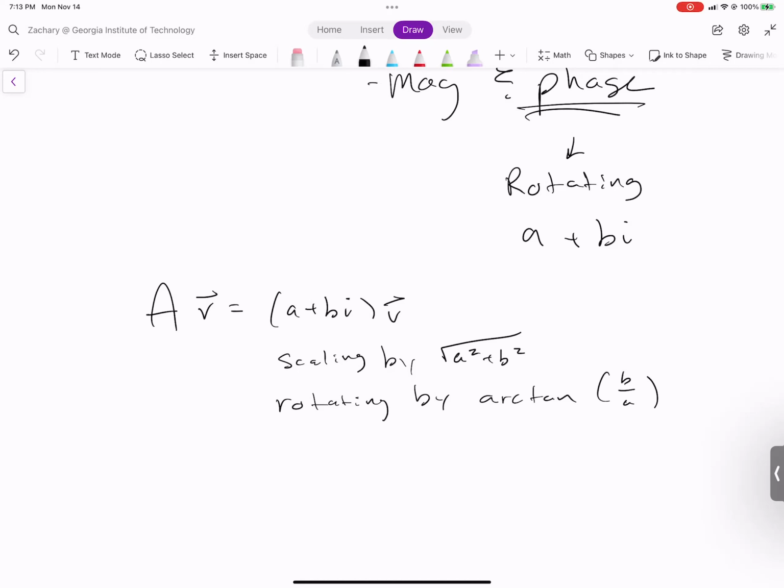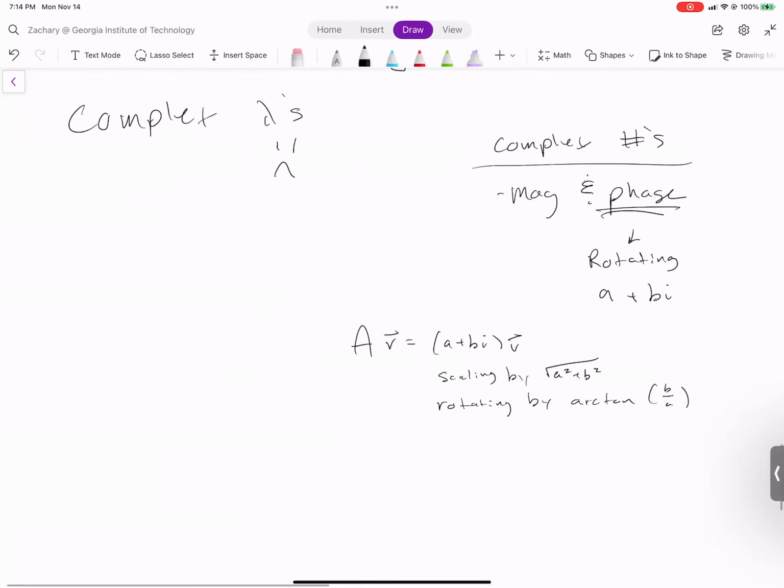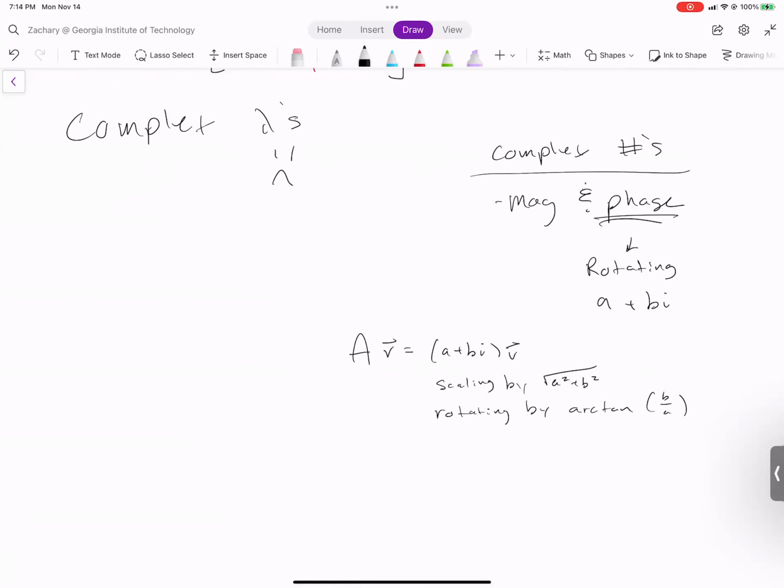This is also written in engineering as some big letter followed by an angle theta, just because we don't like complex numbers too much, but we use them a lot. Anyways, that's for two years from now when y'all are taking those hard engineering classes. Okay, so that's the idea behind complex eigenvalues and complex numbers in general.